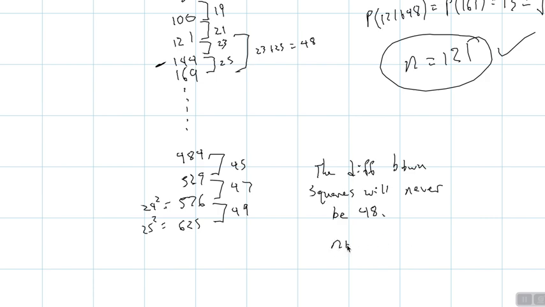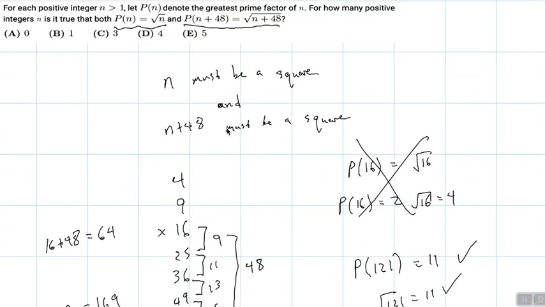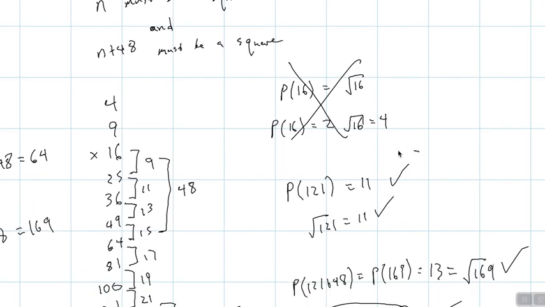Therefore, n plus 48 will never be a square when n is greater than 121, because this difference is only getting bigger. You'll never be able to get to the next square because the difference will be getting bigger. So since we've concluded that, obviously this will never be satisfied when n is greater than 121. So this is the only case.